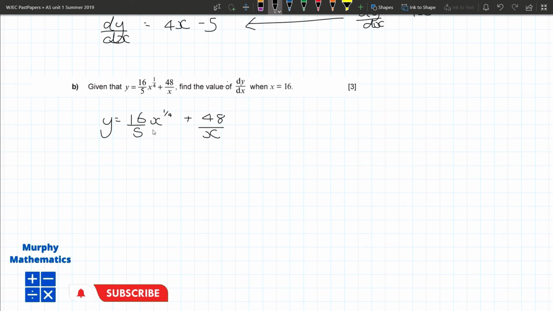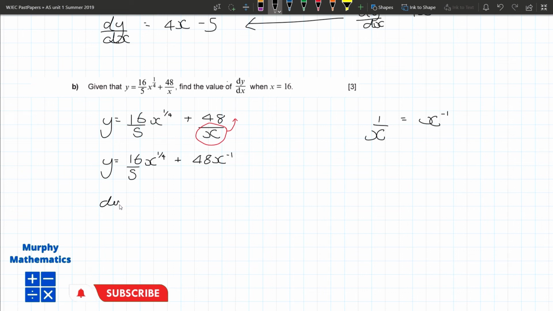So the first thing, when we're differentiating, we're timesing by the x power and then bringing the power down by 1. So the first thing I want to do here is make my equation in line. So I want to move this up. And the way we do that, when we have 1 over x, that is the same as x to the power negative 1. So I have y equals 16 fifths x to the power quarter plus 48 x to the negative 1. Okay, and now I can differentiate this.